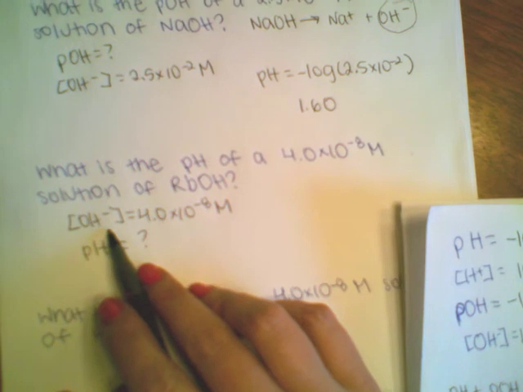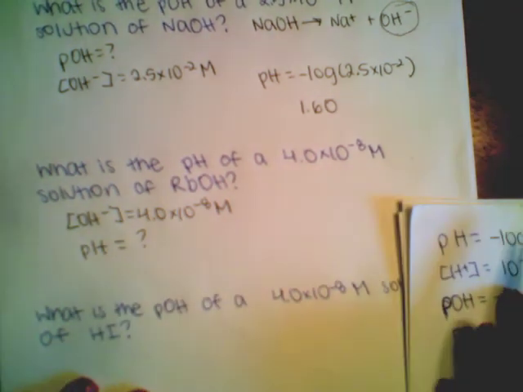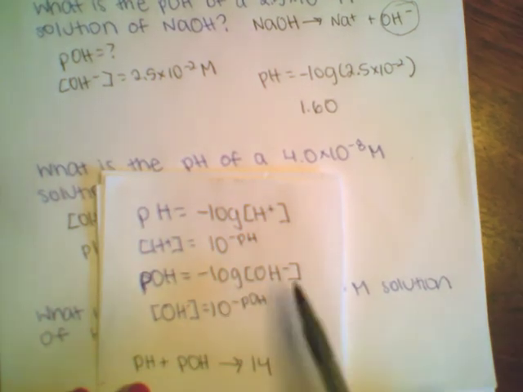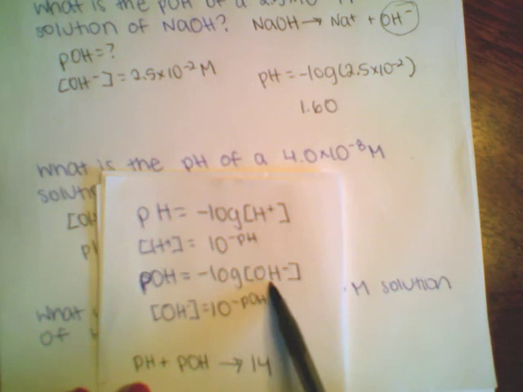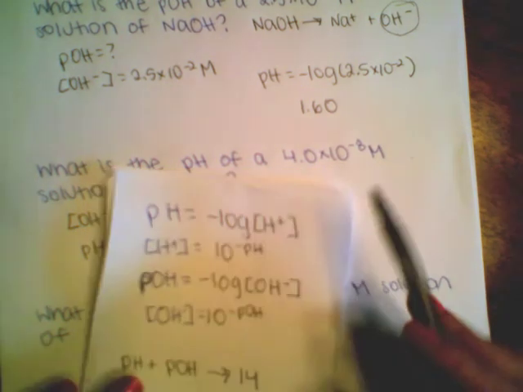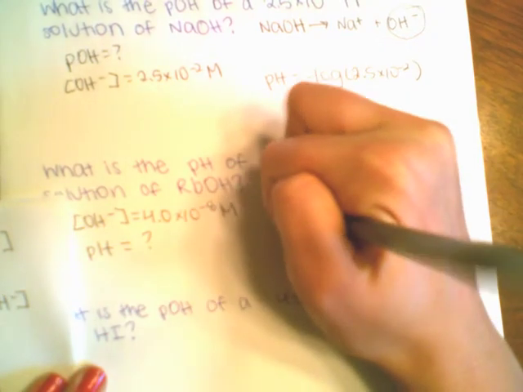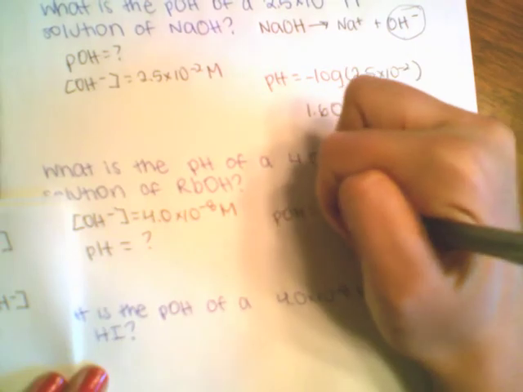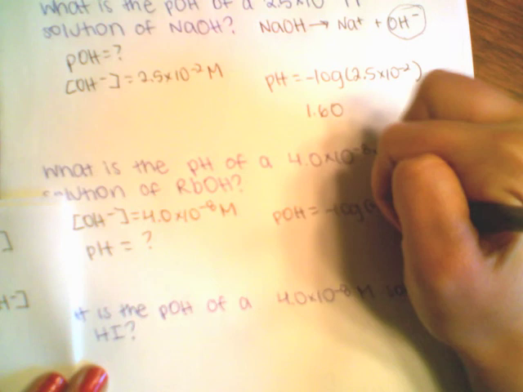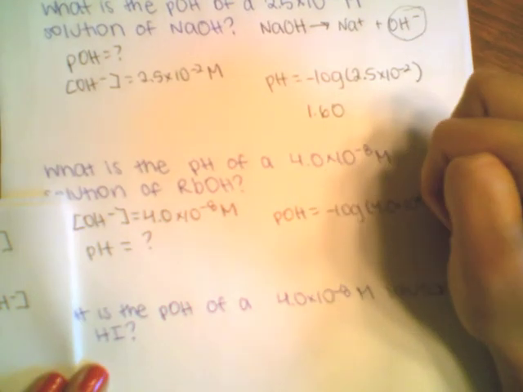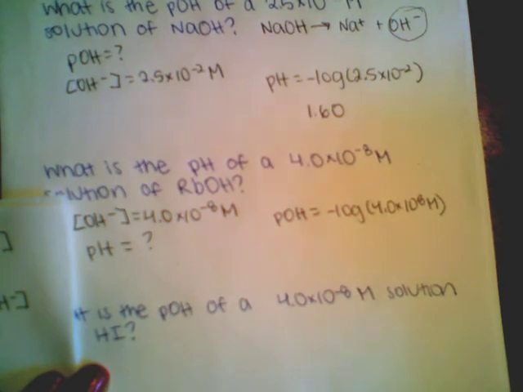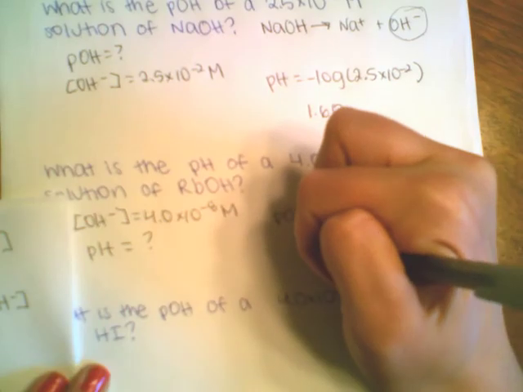In order to solve this problem, we're going to need to do this in 2 steps. As of right now, the equation that we're able to plug this information into is pOH equals negative log of hydroxide ion concentration. So we're going to go ahead and solve for pOH first. Again, that's because we're dealing with a strong base, not an acid. pOH equals negative log of 4.0 times 10 to the negative 8 molar. And when you plug that into your calculator, you should get 7.40.